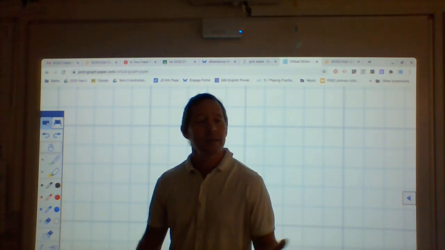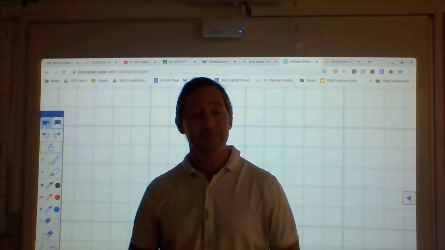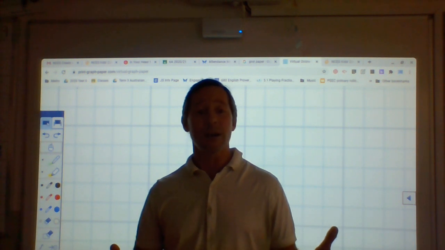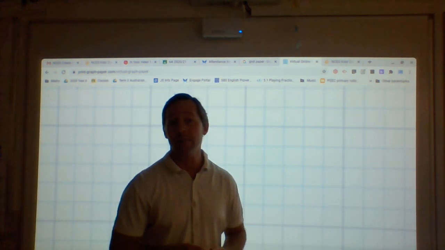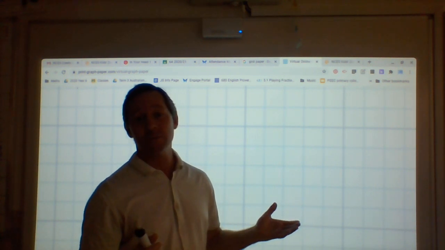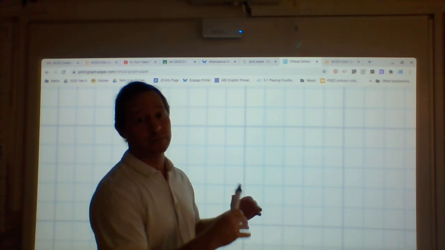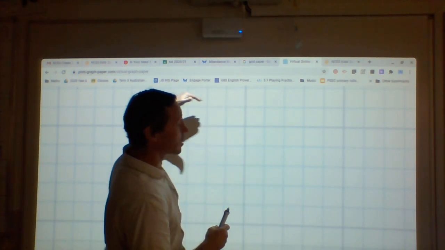Hello 6A. Today we're looking at graphs. What do we need when we make a graph? In particular, in this case, we're looking at a bar graph or column graph. So we need a title. What is it that we're actually going to graph? So the title will go up here.